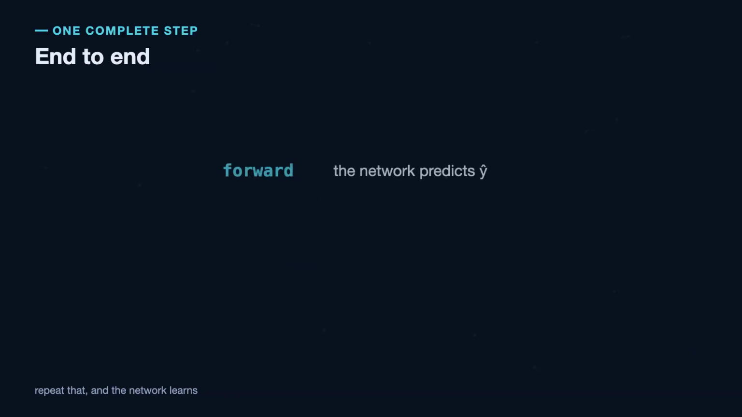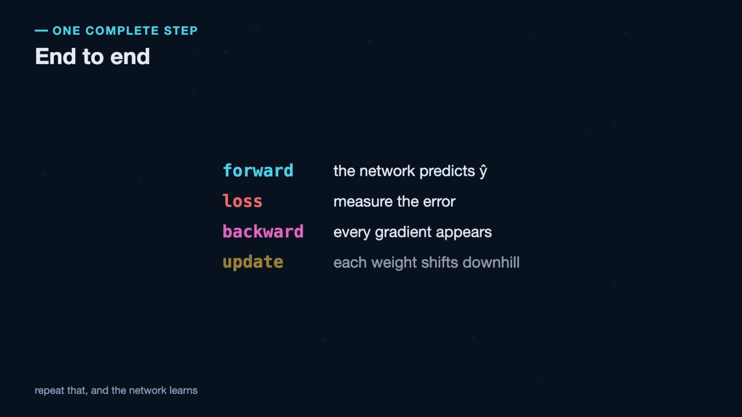Let us watch one complete step from beginning to end. Forward, the network takes the input and produces a prediction. The loss compares it to the truth and reports the error. Backward, the gradient of every weight appears in a single sweep. Update, and each weight shifts a tiny fraction downhill. The very next forward pass will be a little less wrong. Repeat that and the network learns.